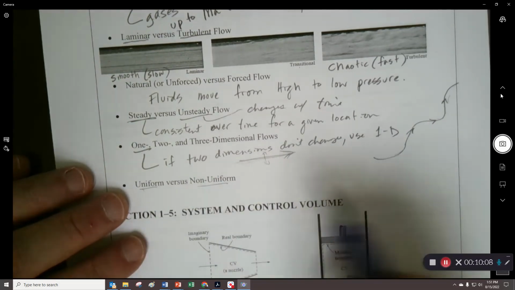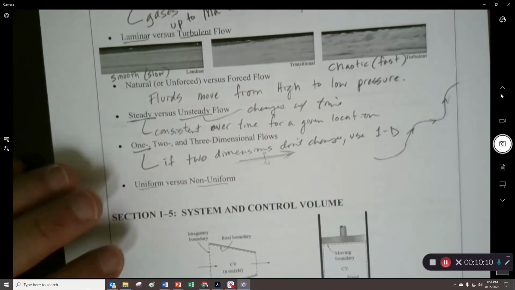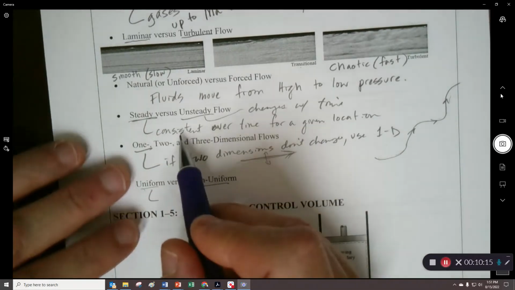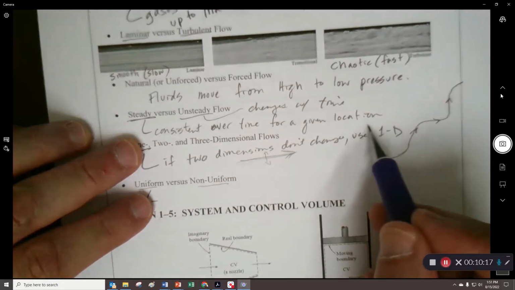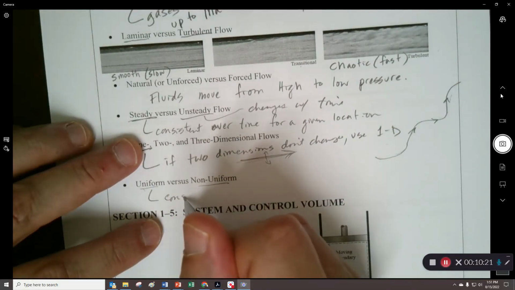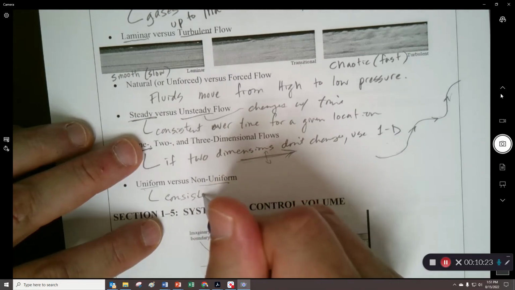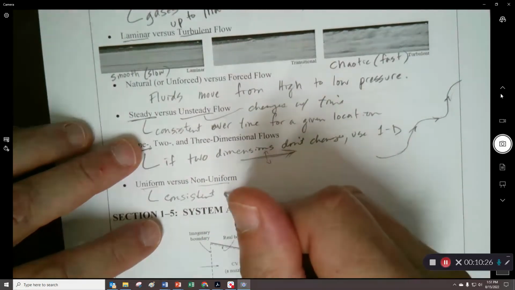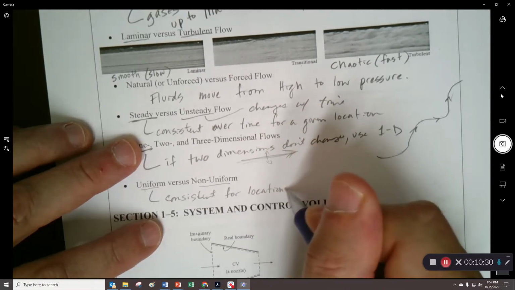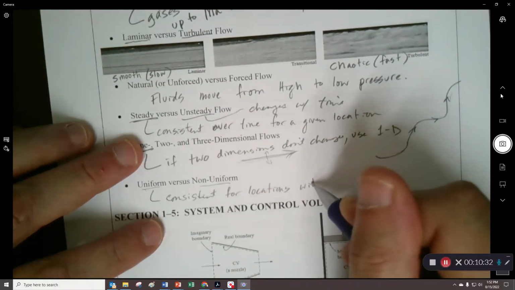Lastly, we have uniform and non-uniform. So a uniform is going to be no change. So if steady was consistent over time for a given location, uniform is consistent for locations within a region.